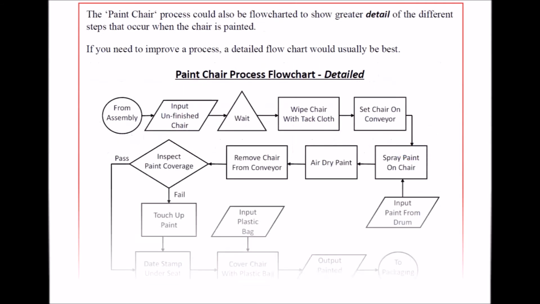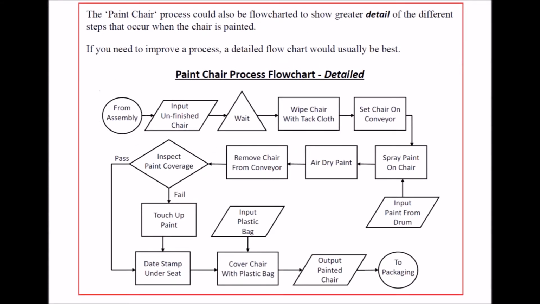The paint chair process could also be flowcharted to show greater detail of the different steps that occur when the chair is painted. In this example, the paint chair process step is exploded to show the individual tasks for painting a chair. If you need to improve a process, a detailed flowchart would usually be best.